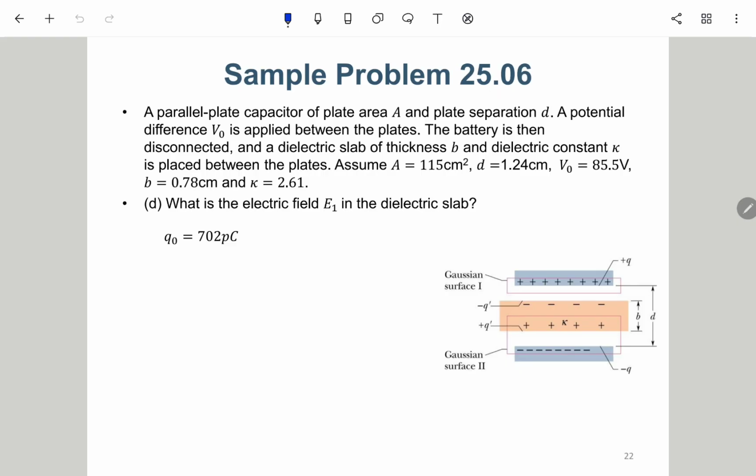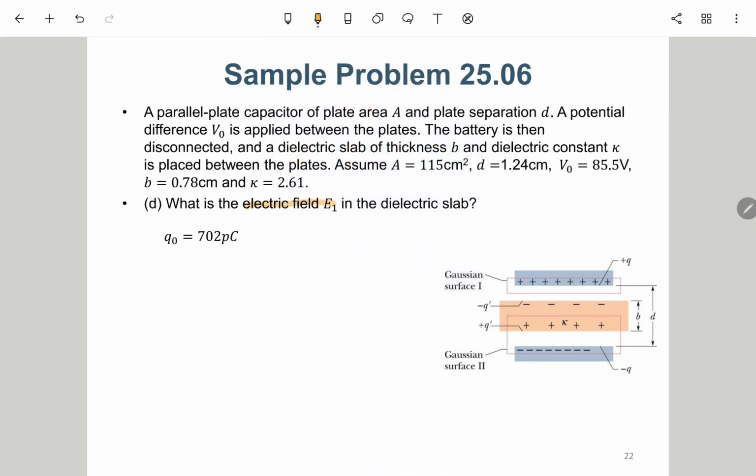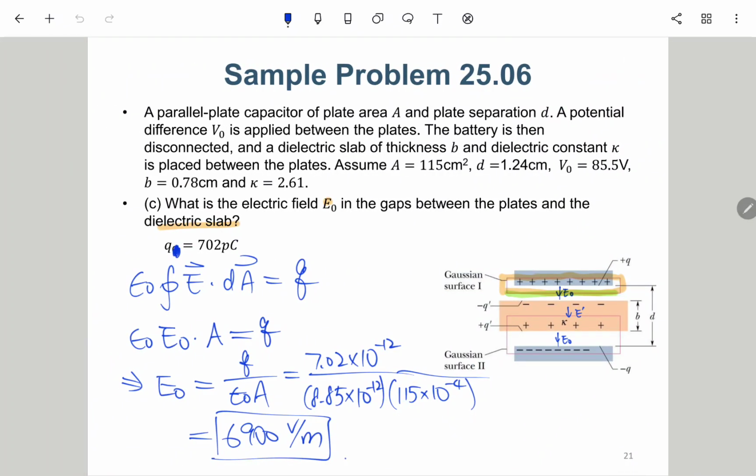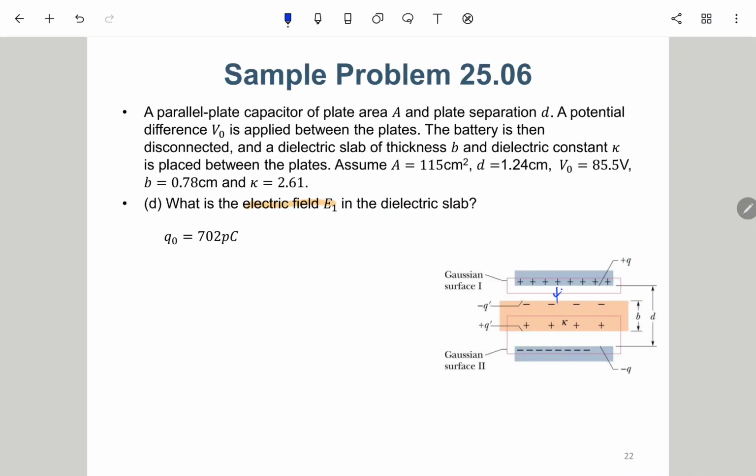Okay, so for the fourth one, question D, it asks what is the E field E1. Actually this is E1 rather than E prime. I draw it again here, E0 outside and then E1 inside. So what is the E field E1 in the dielectric slab? Here, rather than using Gaussian surface 1, we use Gaussian surface 2 like this. What we want to find is E1 inside.